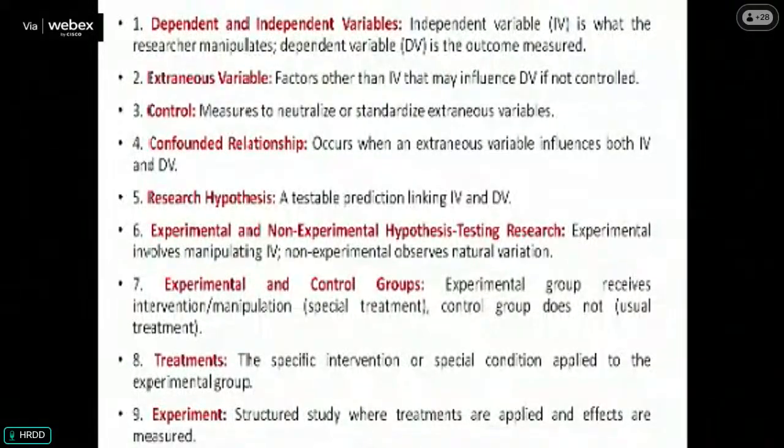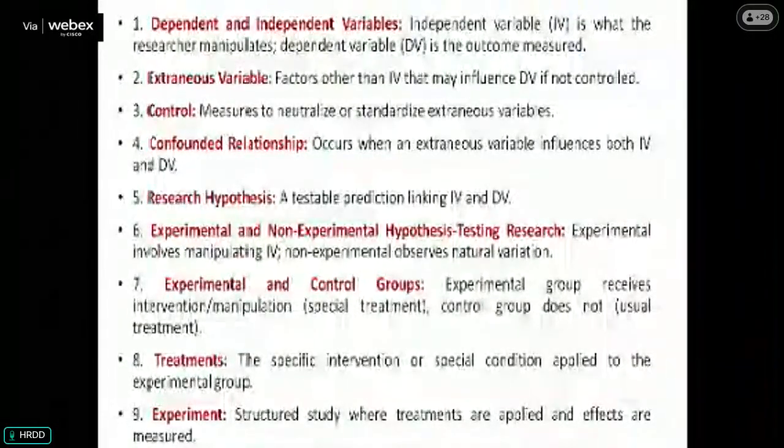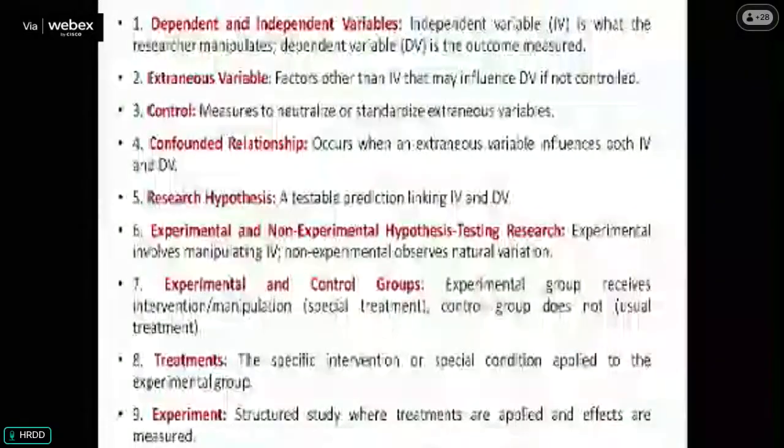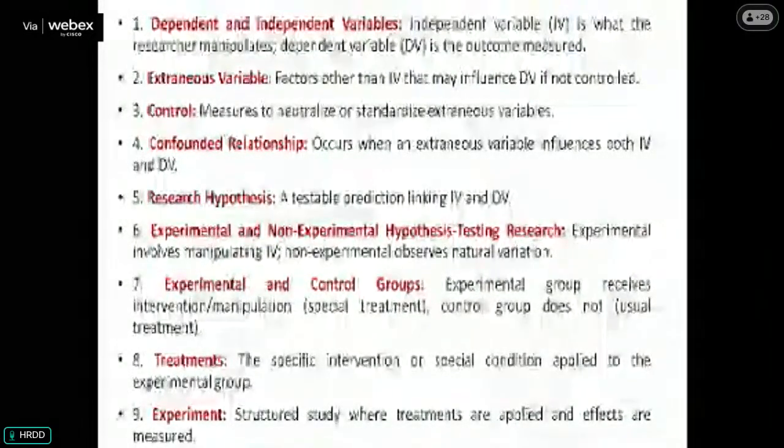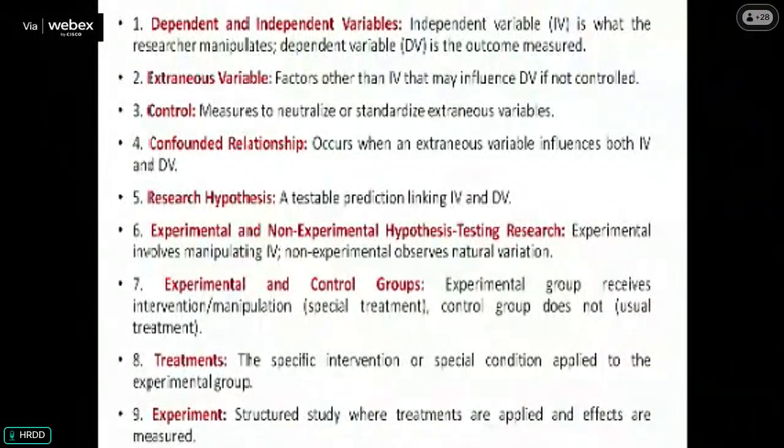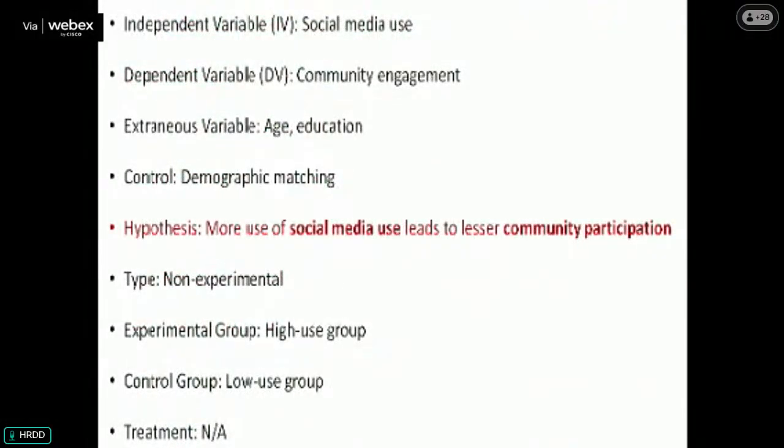Treatments are the specific manipulation you are giving. An experiment is a structured set of treatments, and the experimental unit is the smallest unit to which the treatment is applied. These are the 10 concepts of research design. So we did it with examples.